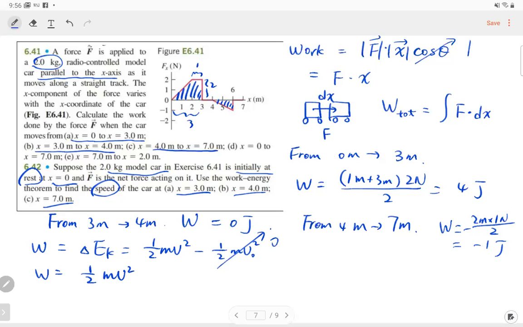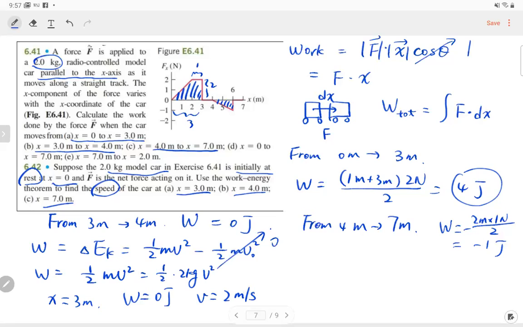From 0 to 3, x equal to 3 meter. The total work from x equal to 0 to 3 is here, 4 joule. So the velocity will equal to, because we know the mass is equal to 2, right? So that's equal to 1/2 × 2 kg times the velocity squared. So the velocity equal to 2 meters per second. Hold on. The work is not zero, it's equal to 4. 4, then we get the velocity is 2. Okay, this is the displacement. At 3 meters, then the velocity equal to 2.